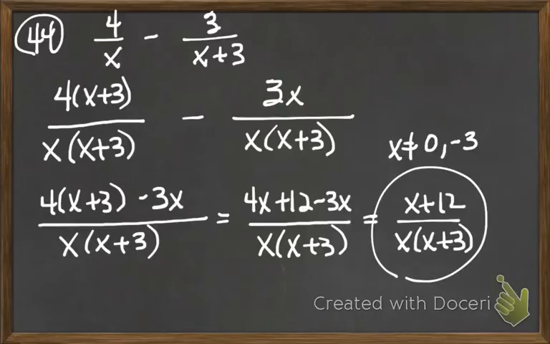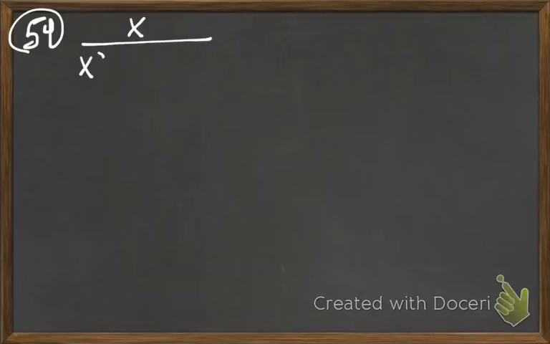Alright, you're probably wondering how can this get harder, right? Maybe. Maybe not. Alright, so this can get harder when the denominators are not already factored for you. Alright, so in number 54, we're going to look at two denominators that are not factored. And they're not common.